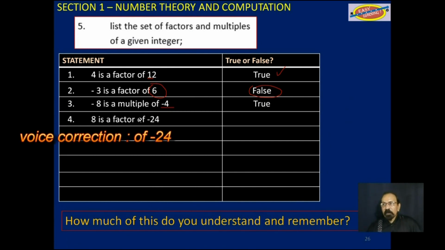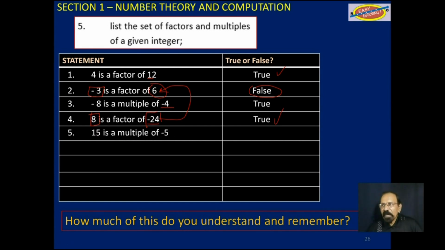8 is a factor of 24. Now this one is true, unlike that one. You can have a positive factor of a negative number, but you can't have a negative factor of a positive number. So this is true. 15 is a multiple of negative 5. That is false.